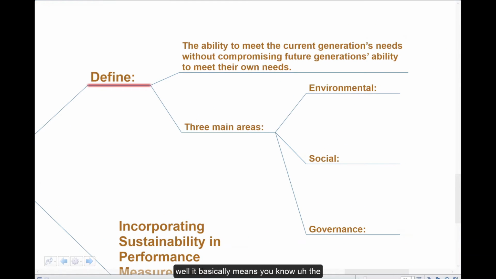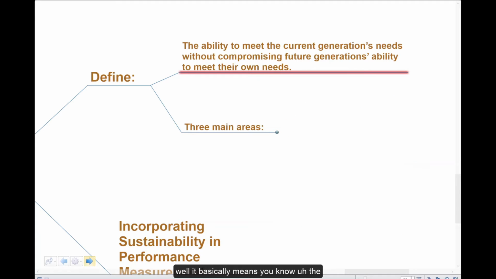Well, it basically means the ability to meet current generations' needs without compromising future generations' ability to meet their own needs. Now, when we say needs, we're really talking about the world's resources. We're talking about people, planet, profit. We're talking about balancing future generations. Let's think about it. Do we want to be responsible for, let's say, the world's oil reserves running out?